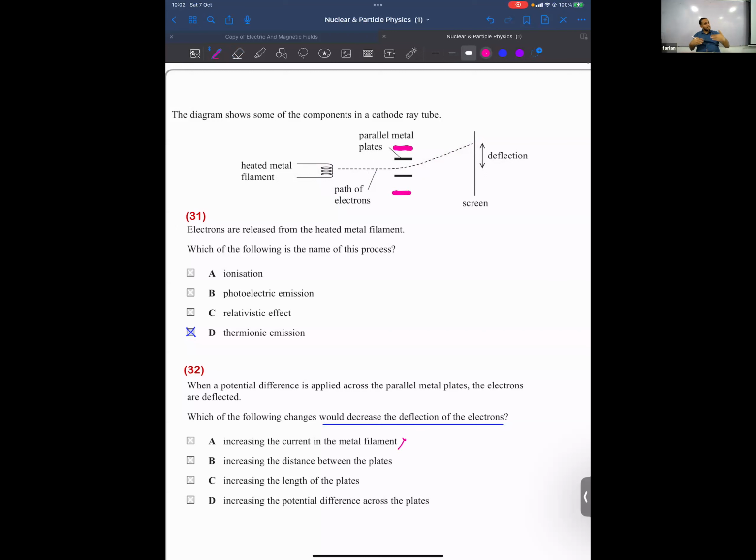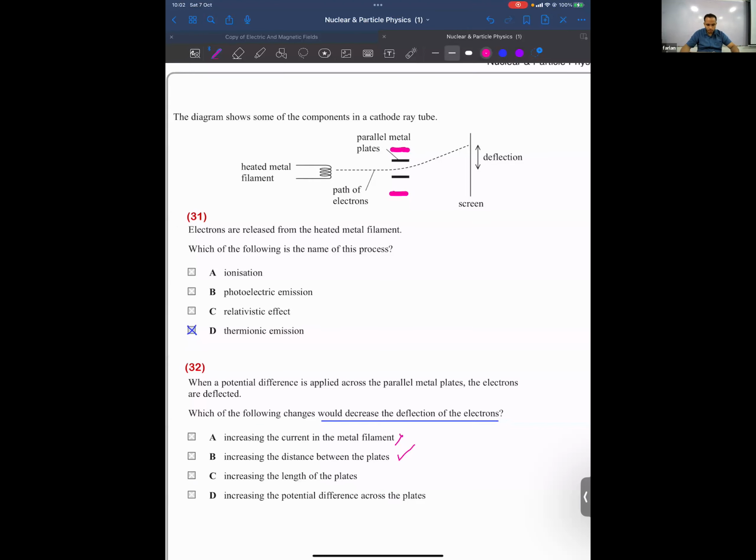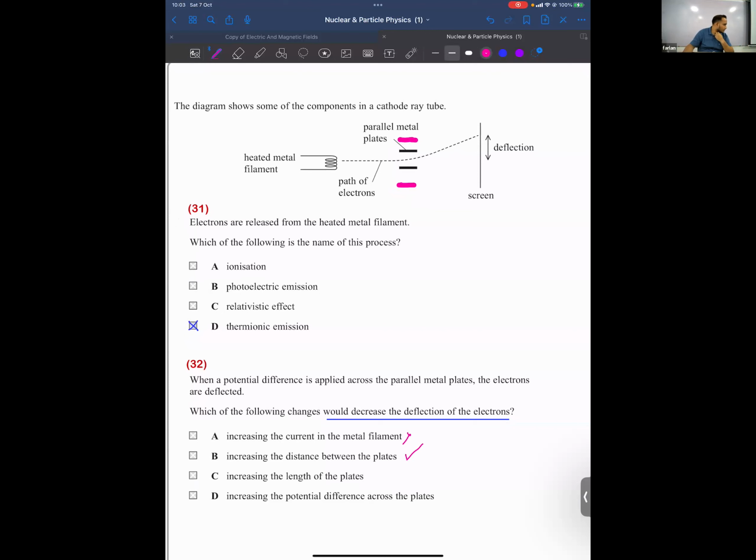If the electric field strength between the plates is reducing, it means the force exerted on the electrons when they are moving within the plates will be reduced. So that will lead to less deflection of electrons. Agree? If you increase the spacing between the metal plates, the strength of the electric field will reduce. So the force on the electrons will be less, so the amount of deflection for the electrons will be less. So yes, we can agree on that. Increasing the distance between the plates will decrease the deflection of the electrons.